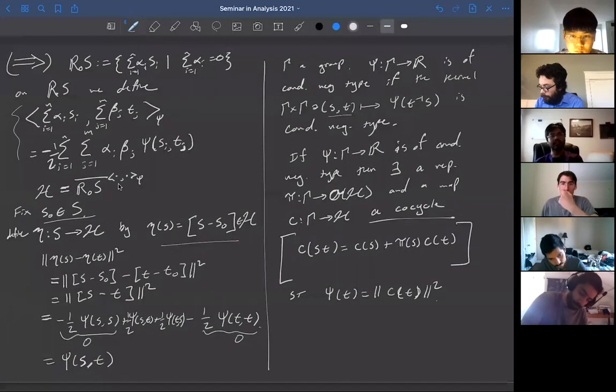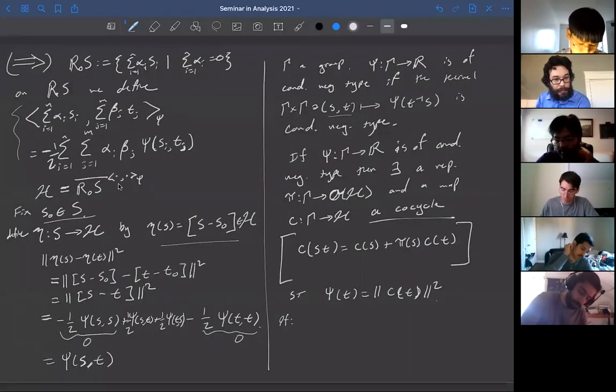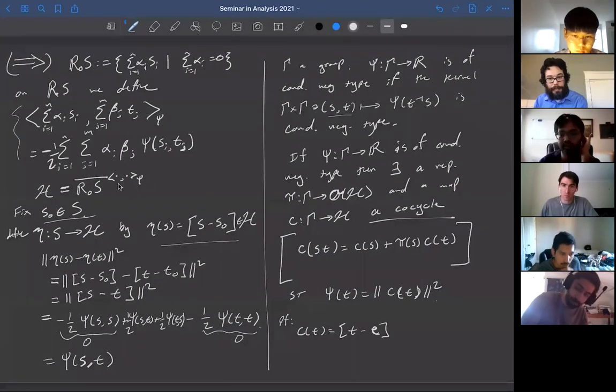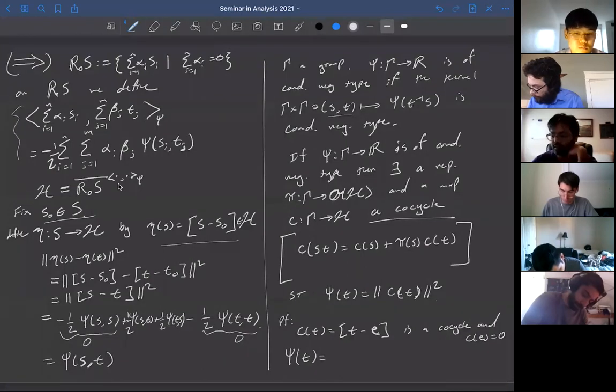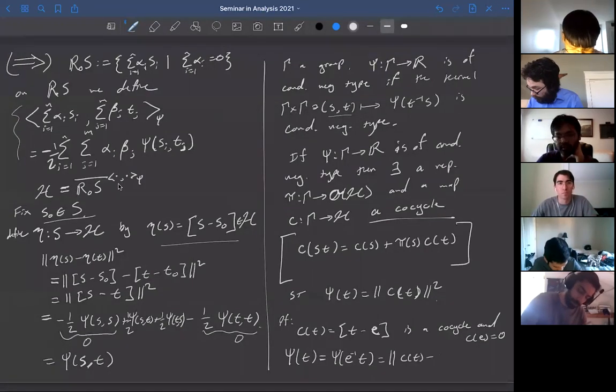Why is that? The proof is we just take this Hilbert space that we constructed before. I already mentioned that you get a representation on it. And you notice that if you set C of T to be exactly T minus the identity, then this satisfies the cocycle relation. It also satisfies that C of the identity is zero. And C of T, this is C of the inverse T, which is the norm of C of T minus C of E squared, which is just the norm of C of T squared.